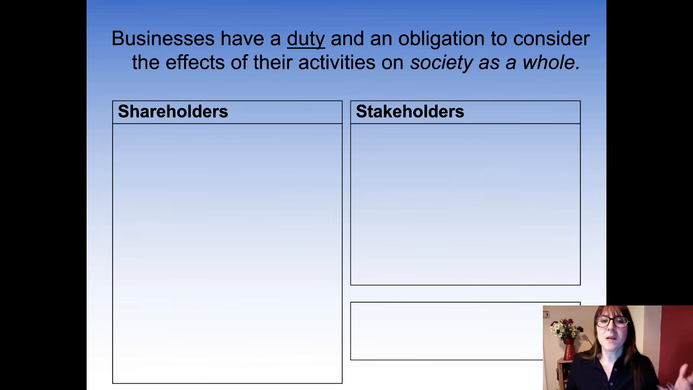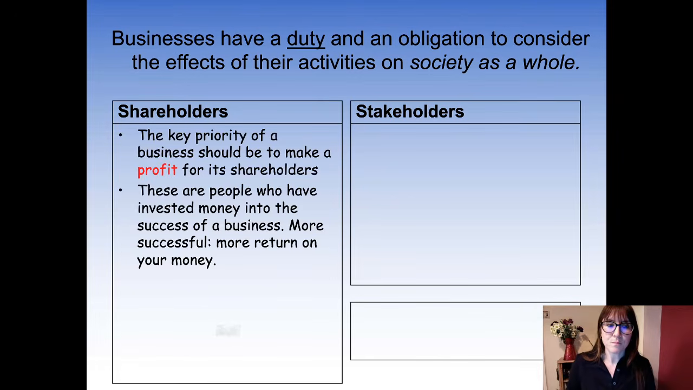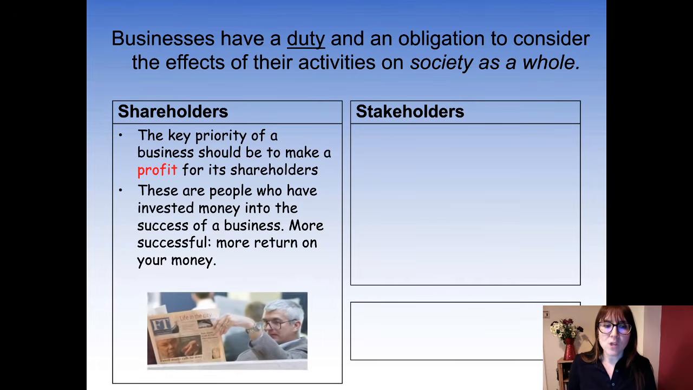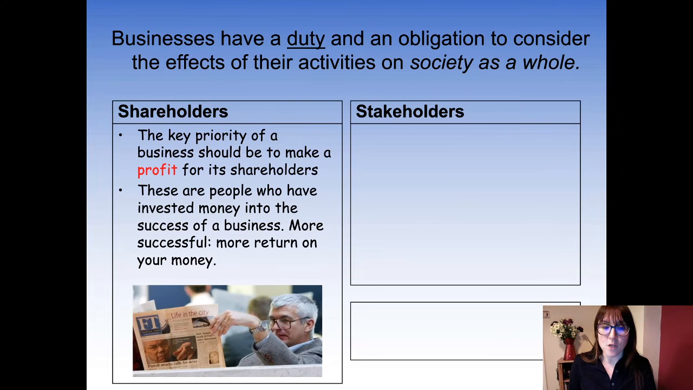So this is a bit like rich man's gambling. That's what I always think, that you're putting money in different businesses in the hopes that it goes up and down. This is the stock market, the idea of moving your money around to where your shares are more valuable, etc. The key priority of a business should be to make profit for its shareholders. These are people who have invested money into the success of a business, more successful, more return on your money.